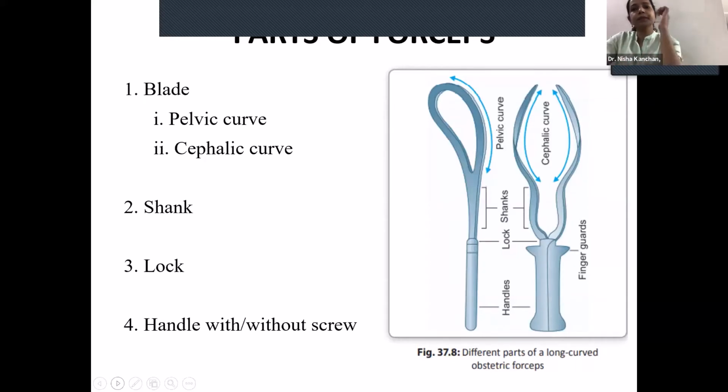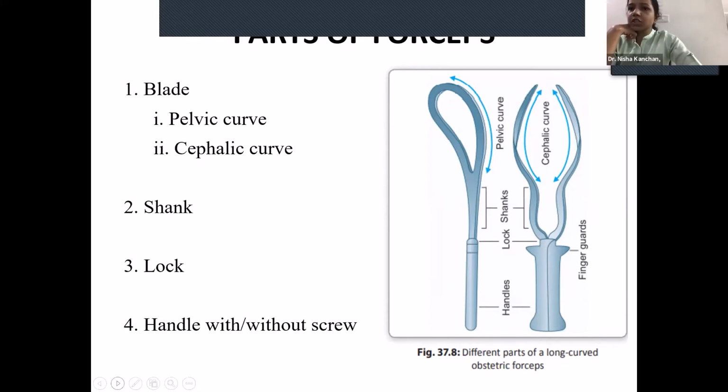The shank length matters. Now the blade has a toe and a heel. The tip of the forceps is called the toe, and where the blade is attached to the shank is called the heel. It also has a pelvic curve and a cephalic curve. When you're putting forceps, the part of the forceps which is covering the head is the cephalic curve. As you see in the picture, the inner part of the forceps which comes in contact with the baby's head is called the cephalic curve, and the pelvic curve is the curve on the outer part of the forceps, which follows the curve of the sacrum of the pelvis.